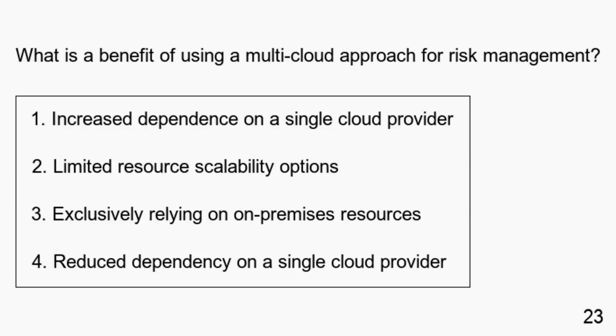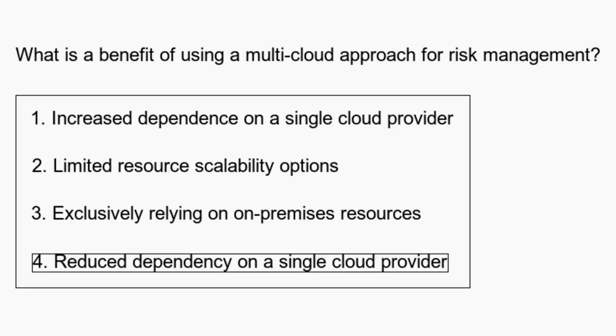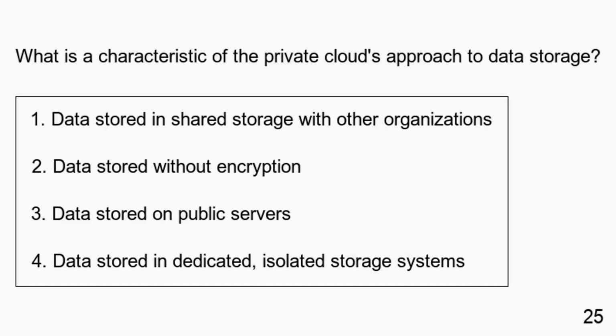What is a benefit of using a multi-cloud approach for risk management? Increased dependence on a single cloud provider. Limited resource scalability options. Exclusively relying on on-premises resources. Reduced dependency on a single cloud provider. A multi-cloud approach reduces the dependency on a single cloud provider, mitigating risks associated with provider-specific issues or outages.